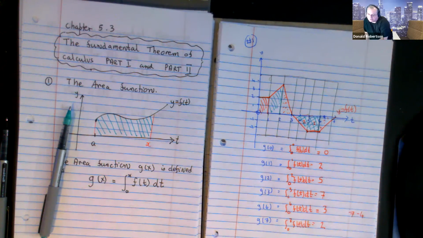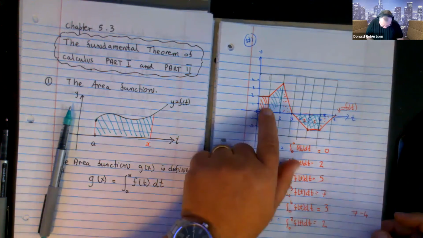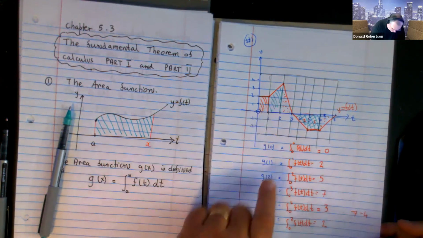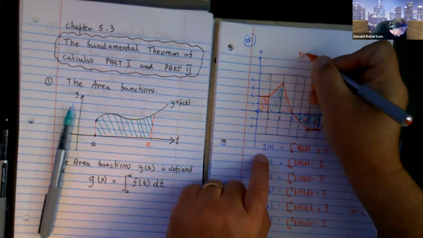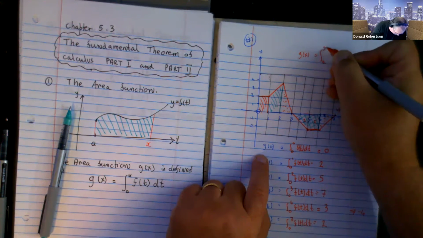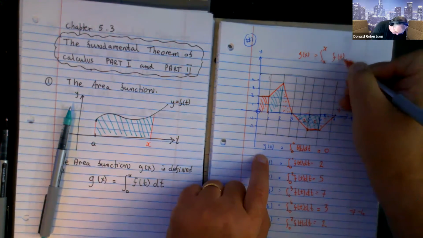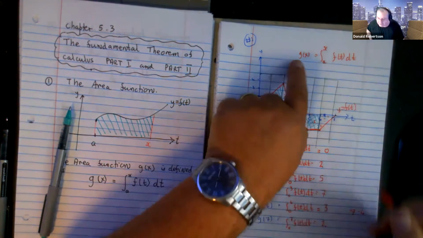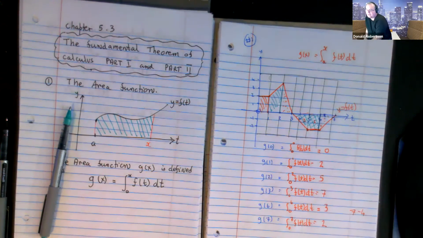Are we okay with what I just did there? Right. By the way, do you know this area function? The g of x that we're talking about? Start at any value you like, finish at x. This fella. Do you know what that guy is going to become? Any guesses?